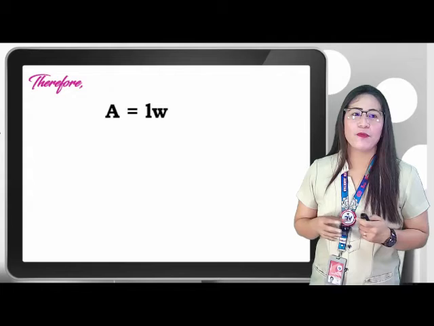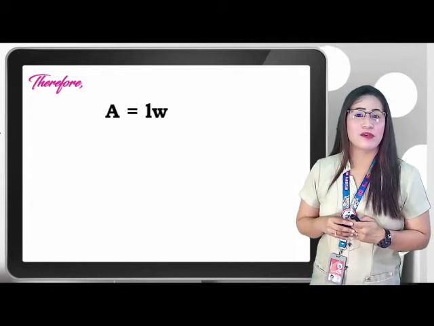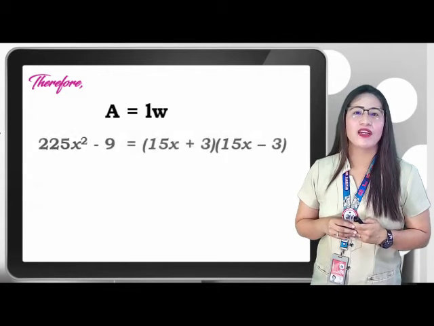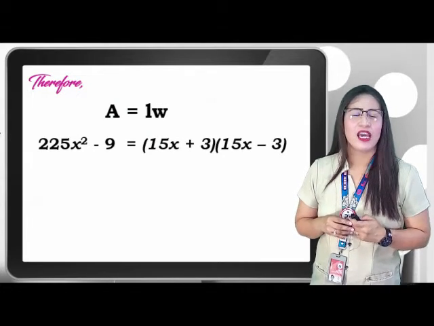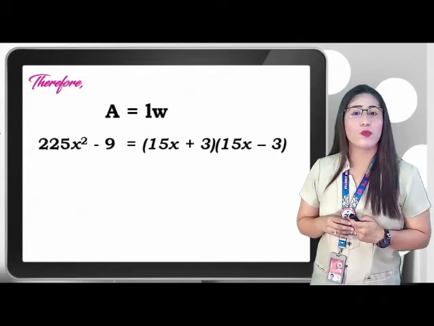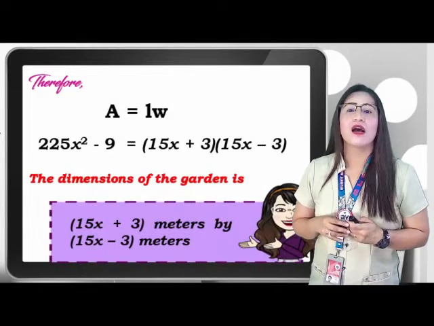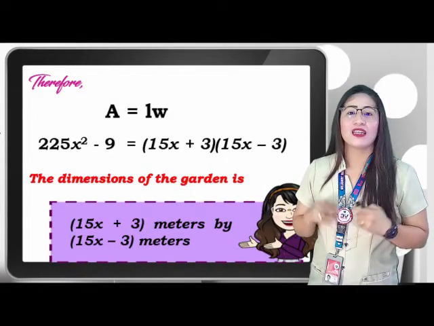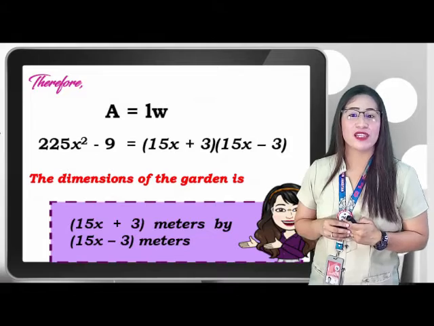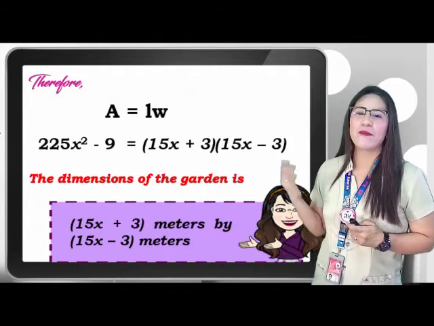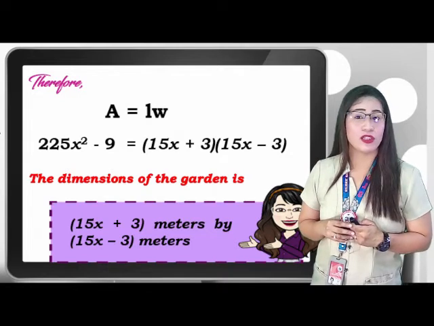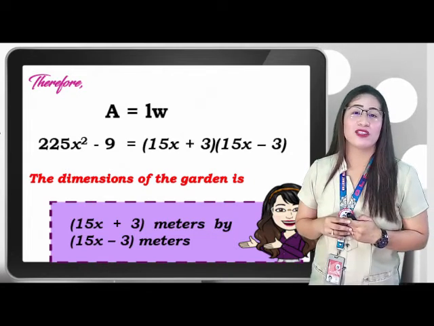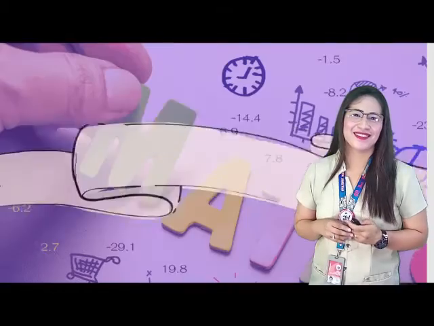The formula in finding the area of a rectangle is length times width. The given area, 225x squared minus 9, is equal to the factored form of 15x plus 3 times 15x minus 3. Therefore, the dimensions of the garden are 15x plus 3 meters by 15x minus 3 meters.